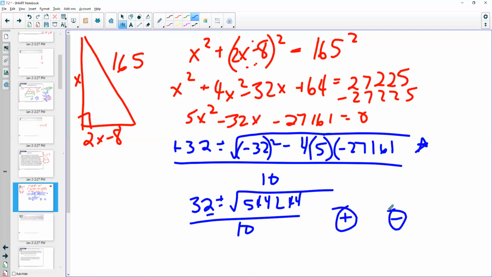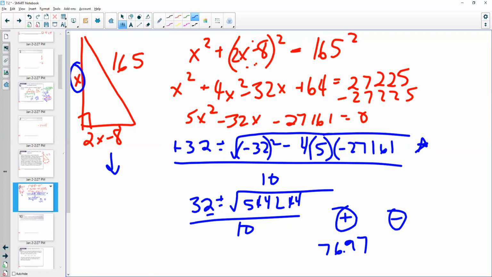So the negative answer isn't going to work. We're talking about distances here. So the positive answer you should get is 76.97 miles. Okay, that's going to be x here. And then you can figure out that other distance based on that.